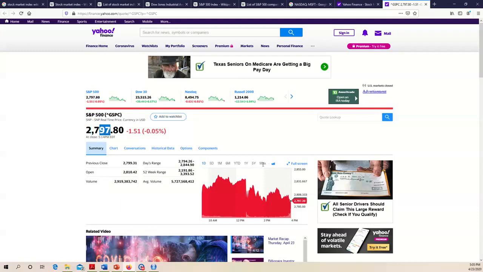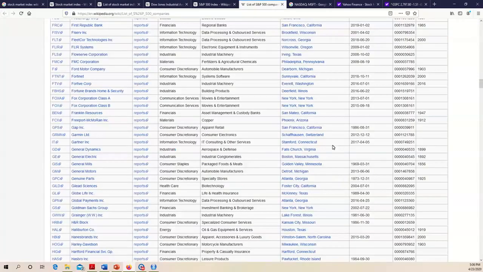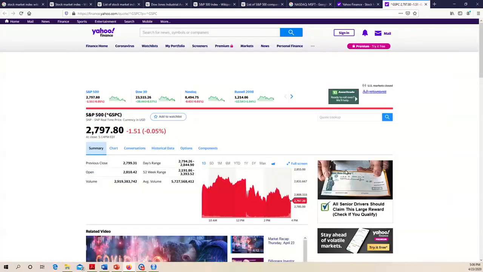2,797.80. So compared with yesterday, this number has decreased by 1.5 points. And in percentage, this number has decreased by 0.05%. So that means compared with yesterday's closing index, or closing price, the S&P has decreased. That means on average, the stock prices for these 500 companies have decreased by how much? By 0.05%. Or you can say the stock market is not doing very well today.